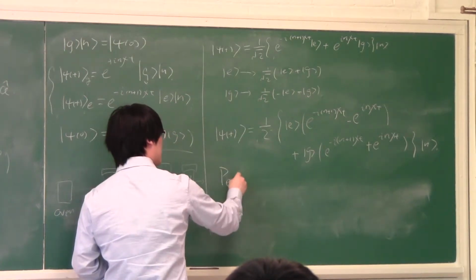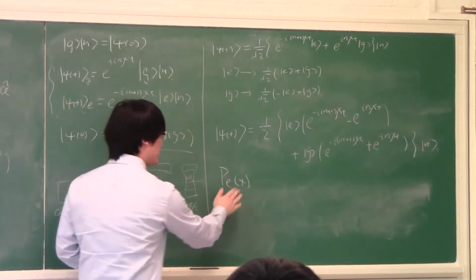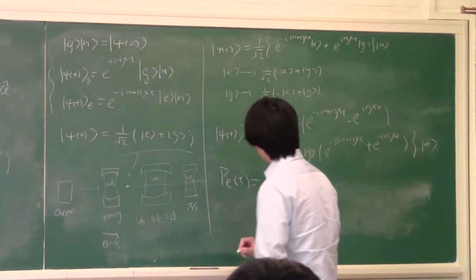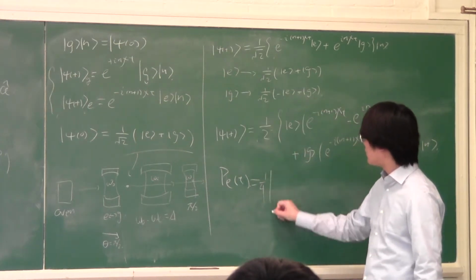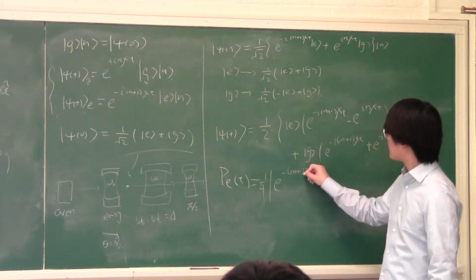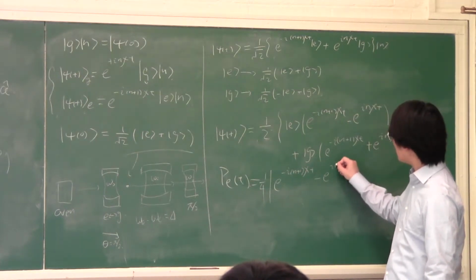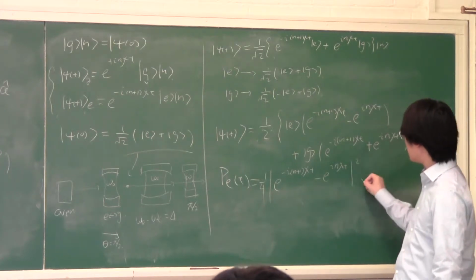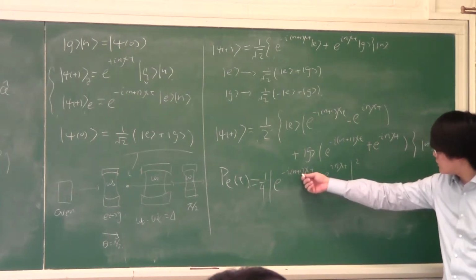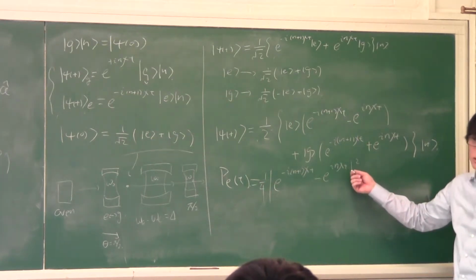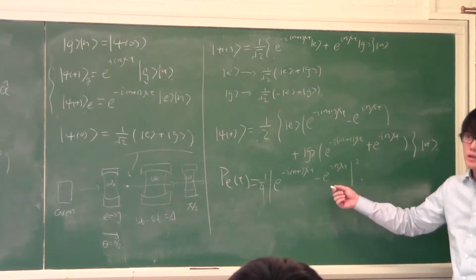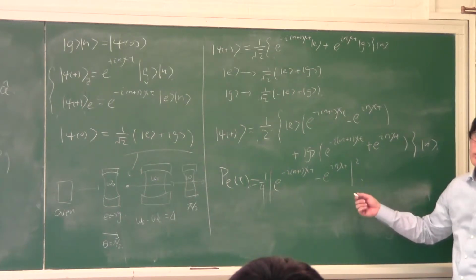So the probability to find the atom in the excited state as a function of time is going to be 1/4 |e^{-i(m+1)πt} − e^{-imπt}|². Okay, so what is this? Notice this is minus (m+1)πt and mπt, right? So I can take out some phase factor and turn this into sine of (m+1/2)πt.